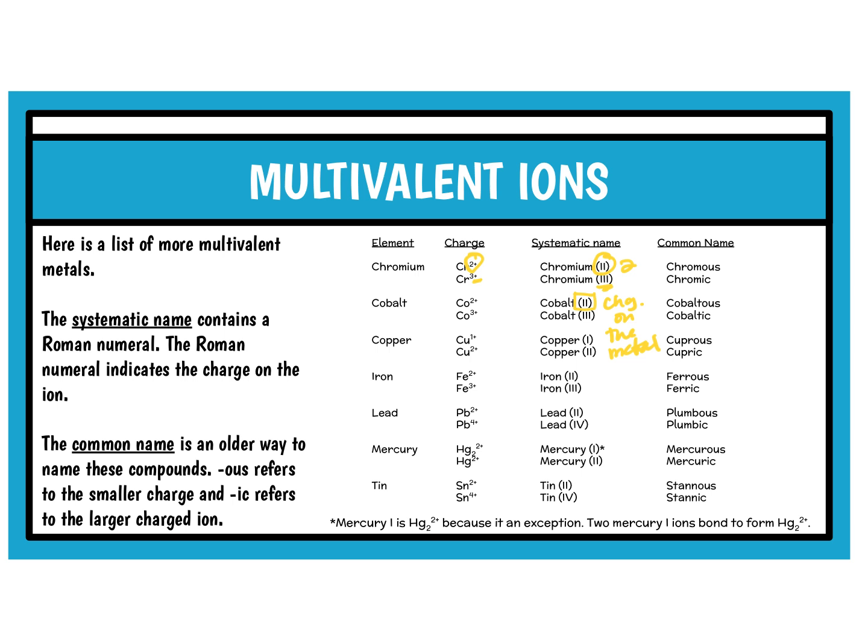But one thing I do want to point out with these is notice how it's OUS and then IC, OUS and then IC. So do you see that trend there? The OUS means it has a lower charge, and then the IC means it's the one with the higher charge.